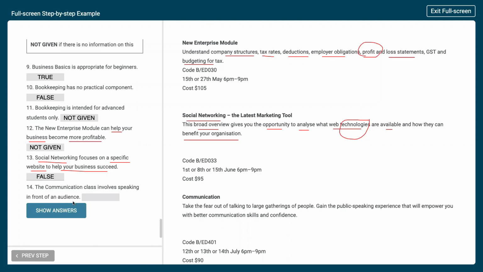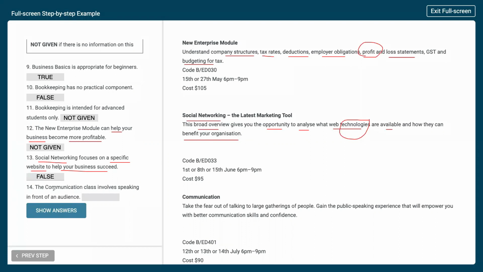This is tricky because a lot of students would put not given just because they don't really see anything about websites here. But you have to pay attention to the fact that it's broad, so this adjective here, and the fact that technologies is plural. All right, we have our last one already.